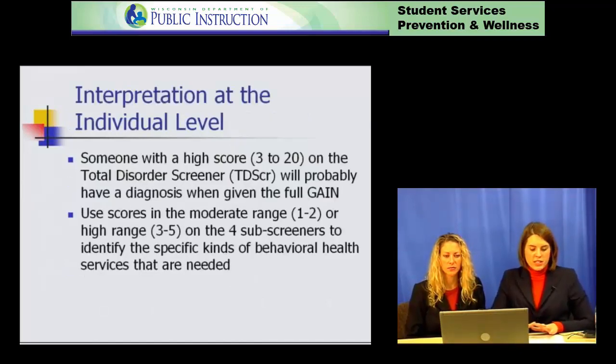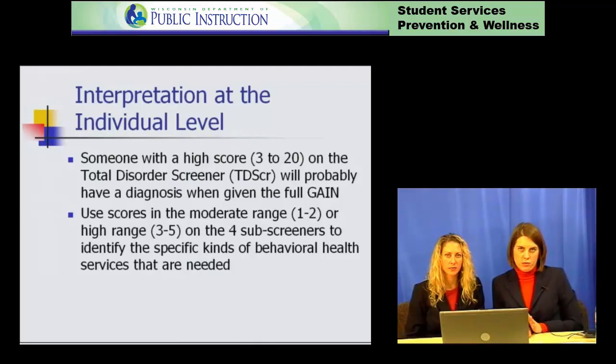Once you have a score in place, it's time to do the interpretation part. So the whole reason you do this is to get information that helps you make referrals that can get the person you're working with the best assistance they need. Someone with a high score, so again, 3 to 20 on the total disorder screener or a 3 to 5 on one of the sub-screeners, will likely have a diagnosis when given the full GAIN-I or another biopsychosocial assessment or further assistance through a behavioral health system. Using scores in the moderate range, a 1 or 2, or high range, 3 to 5, in a sub-screener helps you target what kind of behavioral health service they need.